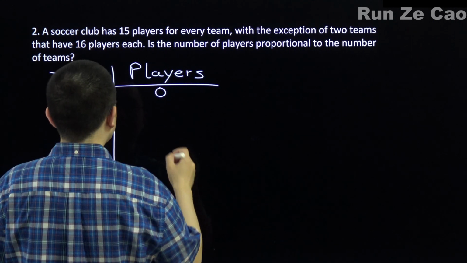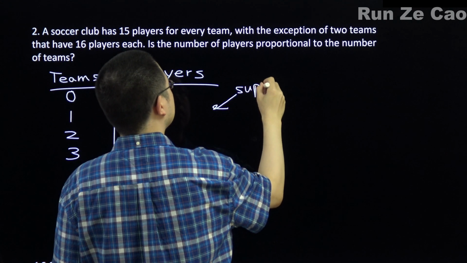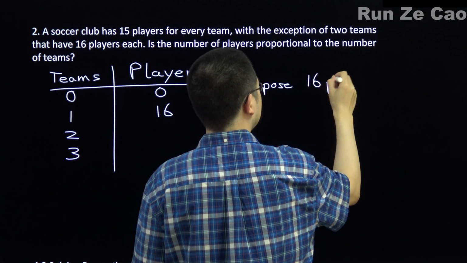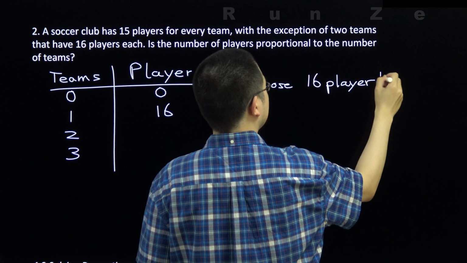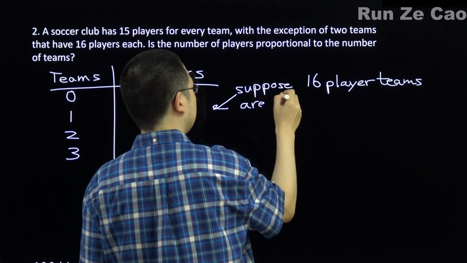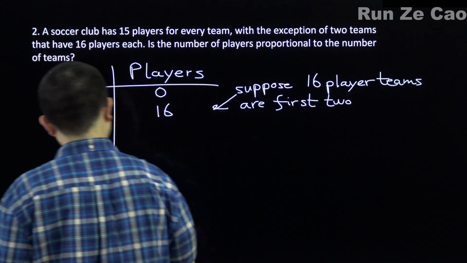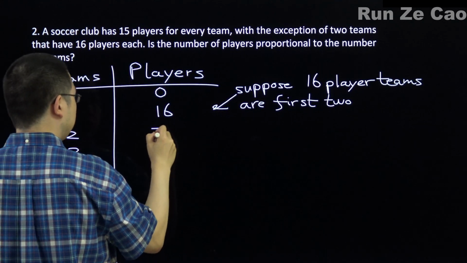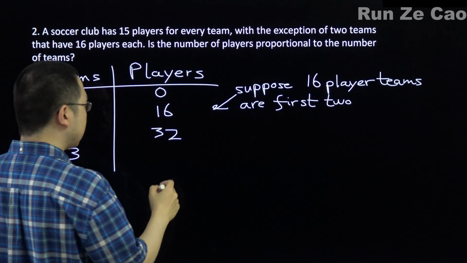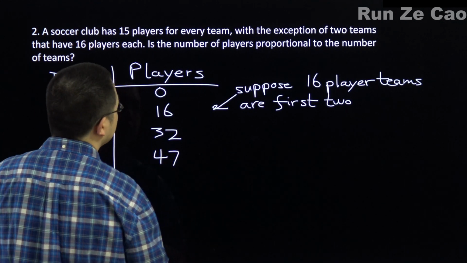Okay, teams obviously have 0 players. 1 team, let's say that this is the 16-player team. Suppose 16-player teams are the first two teams. Well, two teams, you have 32 players. However, with the third team, you end up with adding 15 players instead of 16. So you end up with 47 players.